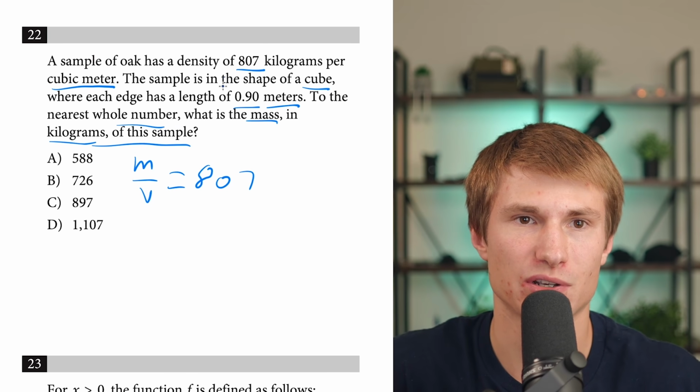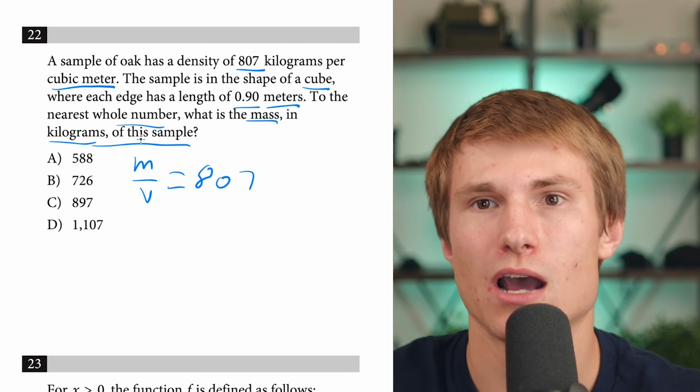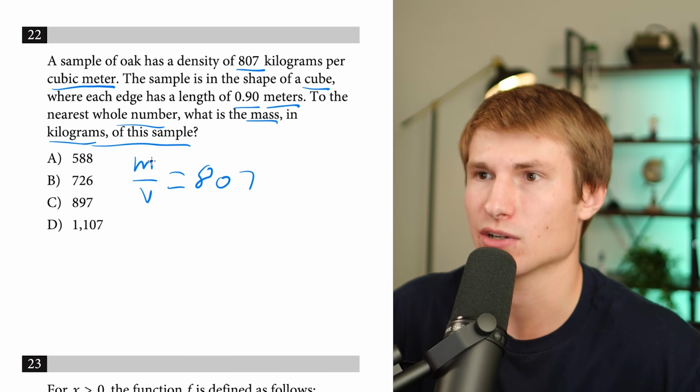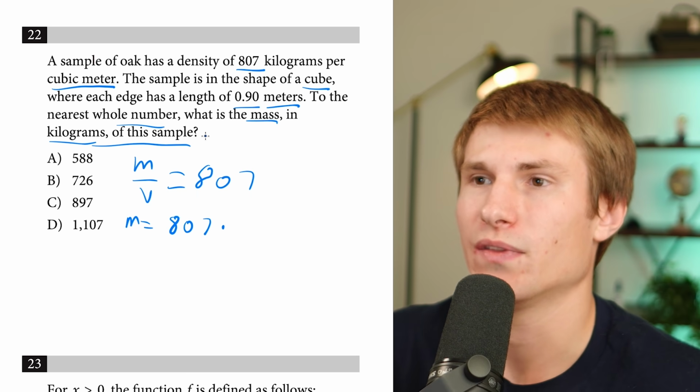So we're not going to be dealing with any unit conversion, so that makes this a lot easier. Now we know that our mass is what we're trying to solve for. So we know our mass is going to equal 807 times our volume. Now we have to solve for our volume.